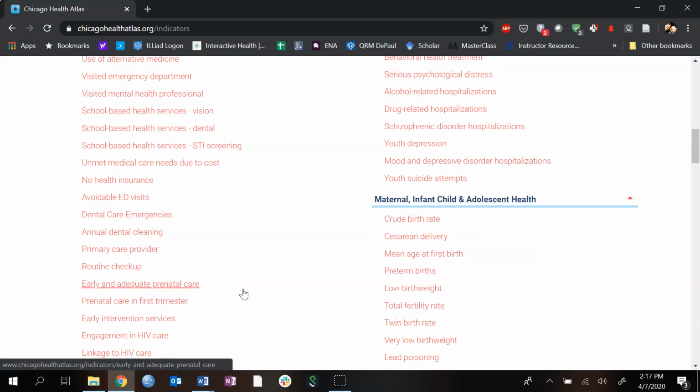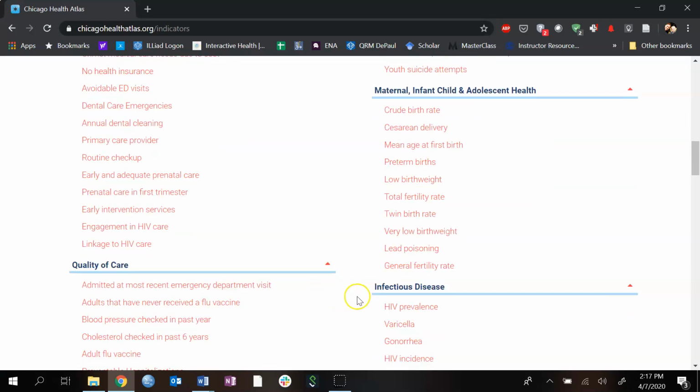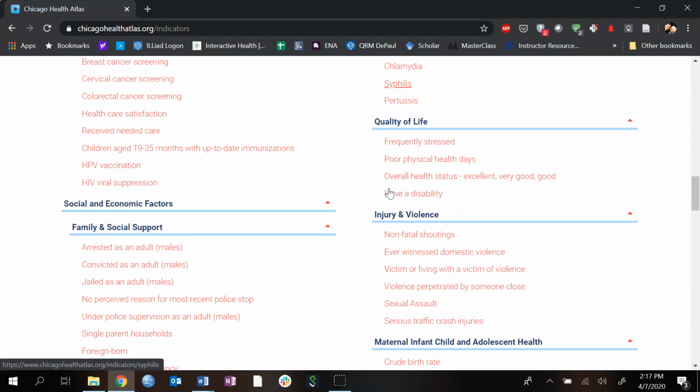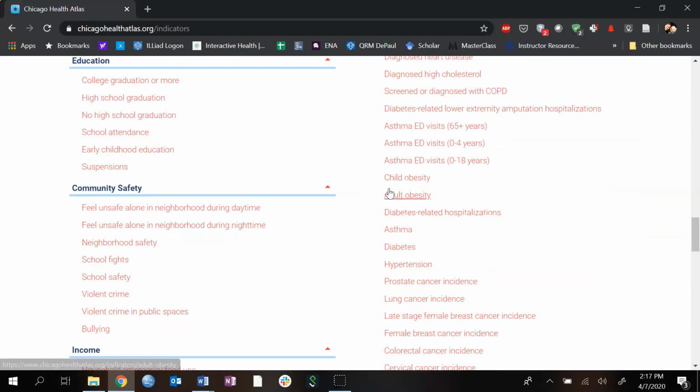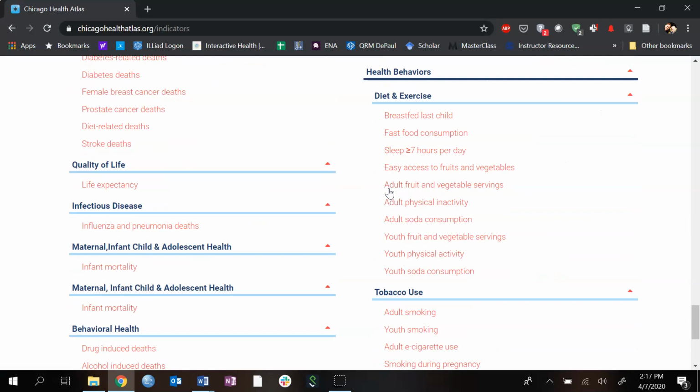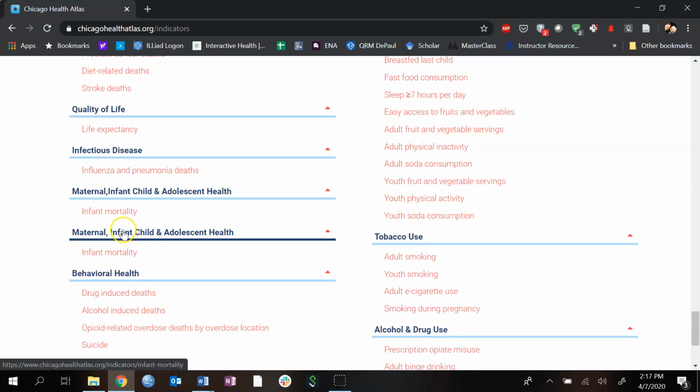Now, my background is in infant maternal health, so I'm probably going to be really interested in infant mortality. I might even be interested in the lead poisoning rate, just because I think it's fascinating. I might look at the very low birth weight. And then, where's the mortality section? There is a mortality section.